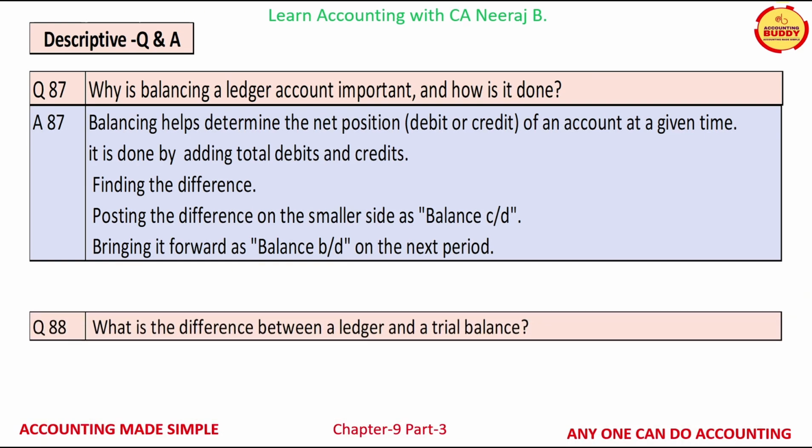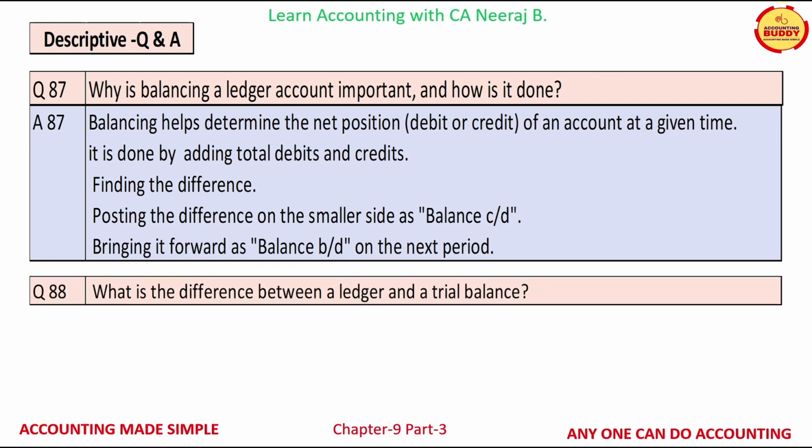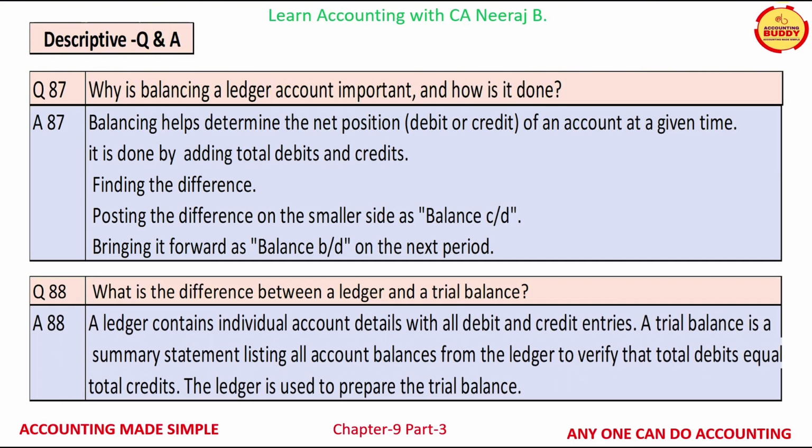Question number 88 is what is the difference between a ledger and a trial balance? The answer is a ledger contains individual account details with all debits and credit entries. A trial balance is a summary statement listing all account balances from the ledger to verify that total debits equal total credits. The ledger is used to prepare the trial balance.